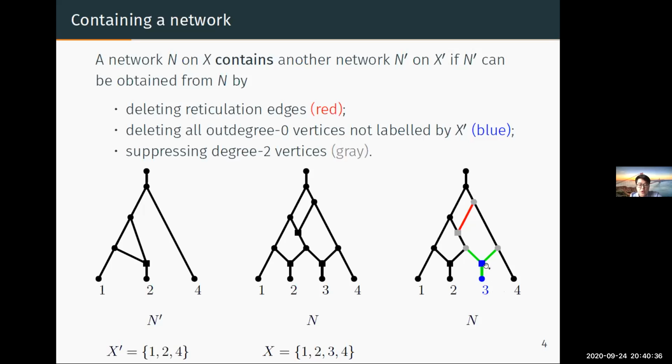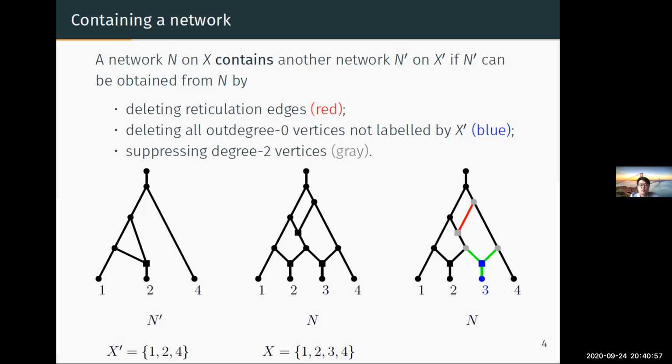And at that point, this blue reticulation vertex here, it also becomes an out degree 0 vertex that is not labeled by X prime. So we have to delete this vertex as well. And at that time, we also delete all incident edges to this blue reticulation vertex.